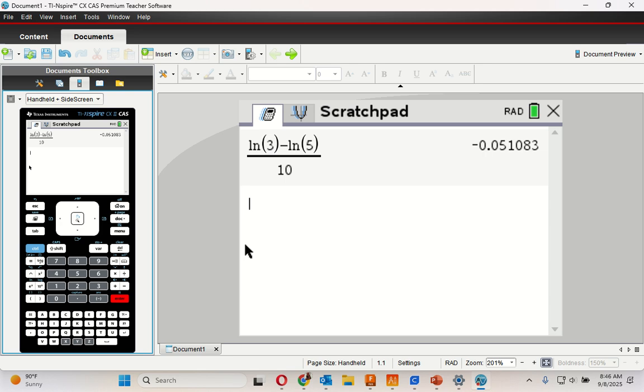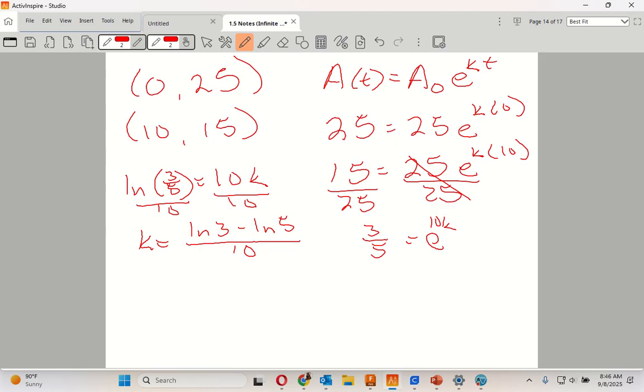And in AP, how many decimal points do I try to use? 3. So it's going to be a negative 0.051. So would that be the limit as C approaches infinity? No, this is my rate. Oh, for K. Yeah, this is only the value of K. So I haven't actually been able to do anything yet, except for right here, finding my K value.